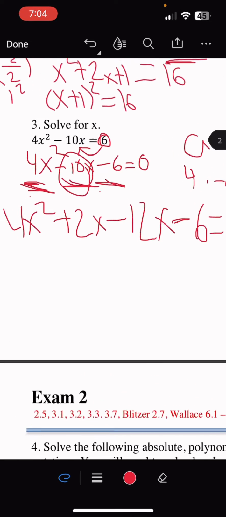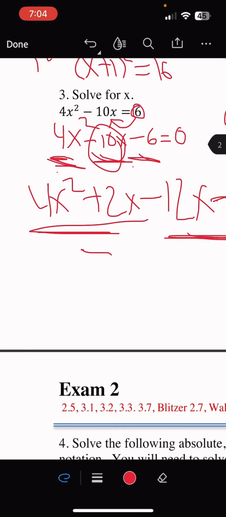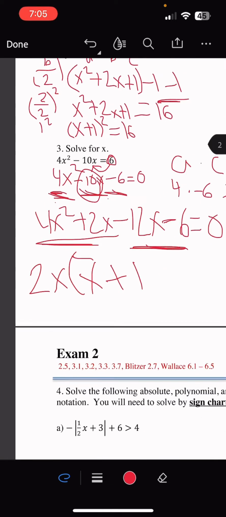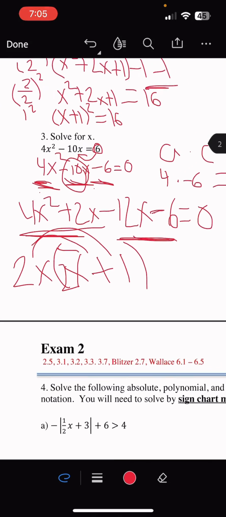Alright. So now you're going to want to group, and I actually set it up correctly this time. So these group and they factor by 2x, and then these group and they're going to factor by 6. So now we're going to do 2x times x plus 1. Sorry, I believe that I made a mistake. We're going to need a 2x here. So then when you multiply it in, 2x times 2x is actually 4x squared. 2x times 1 is just 2x.